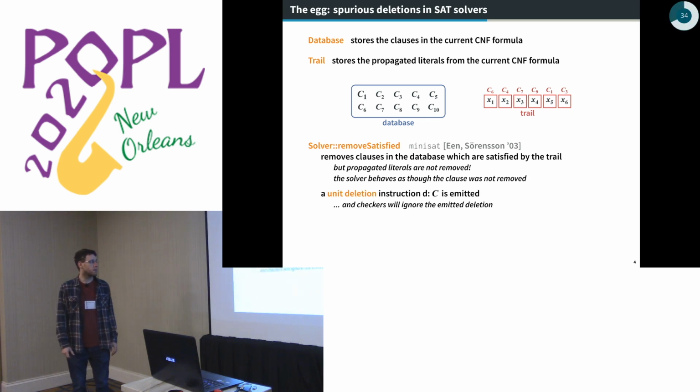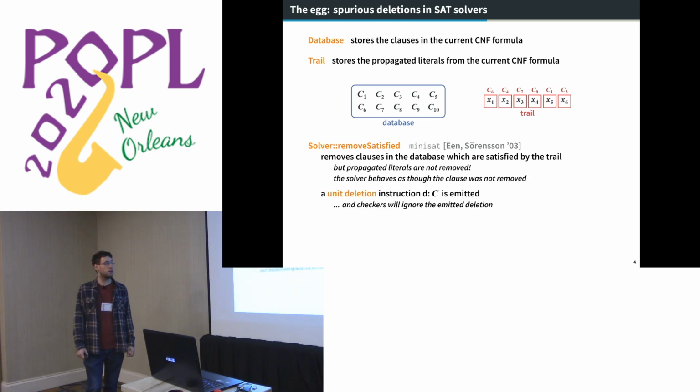However, the way that these solvers are producing the proofs, the unit deletion is actually emitted, right? Now that would be a problem because I need to apply that deletion on the checker side when I'm checking the proof, but the clause is still intended to be there. So the way that the DRAT checkers handle this is just by ignoring that deletion because it's a unit deletion, so I just ignore it.